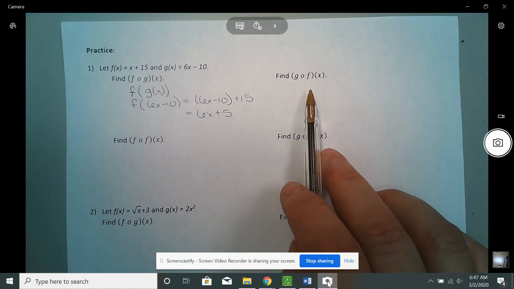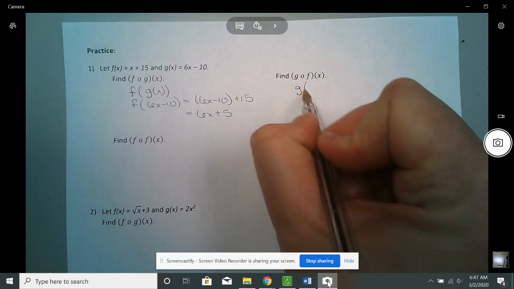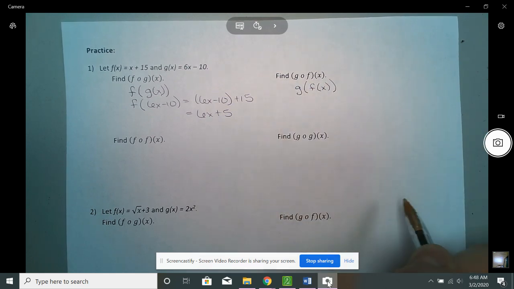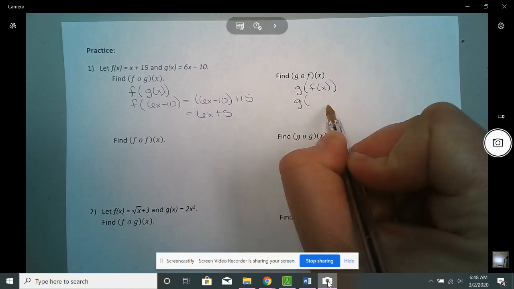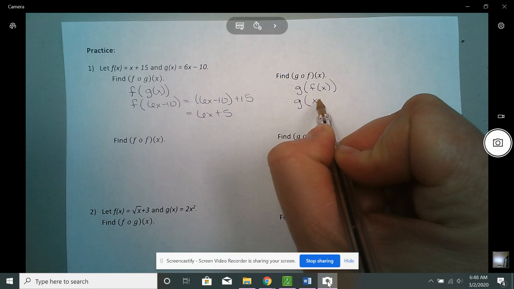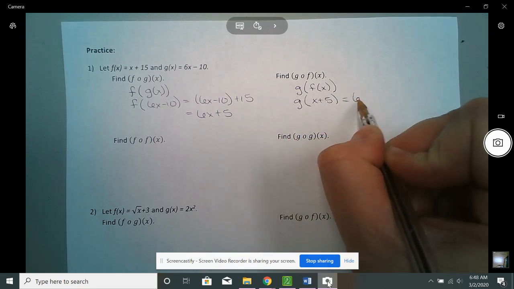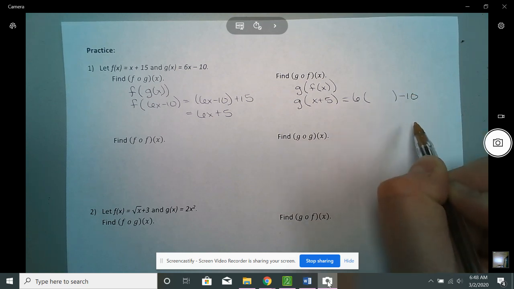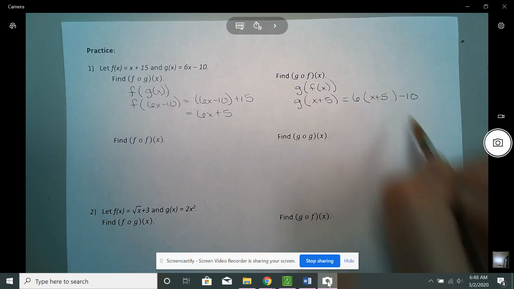Next, I'm asked to do g of f of x. That's using the g function and inputting the f function. So use the g function and input the value x plus 15. The g function is 6 times whatever the input is minus 10. My input is the f function x plus 15.